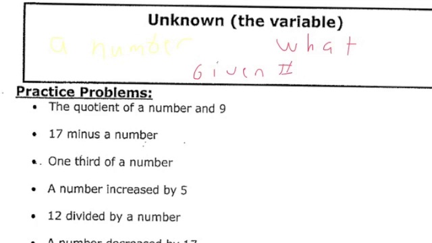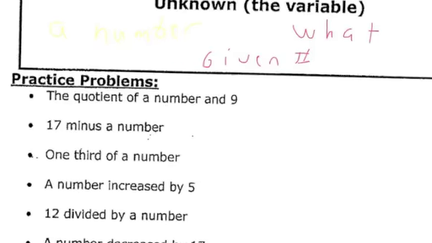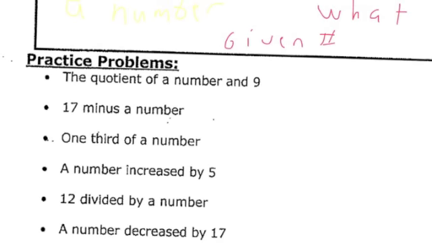Okay, so we're going to go ahead and take a look at some practice ones. We're going to convert each one of these. It says the quotient, remember quotient meaning division, of a number. Remember, of a number means a variable, so x, and 9.